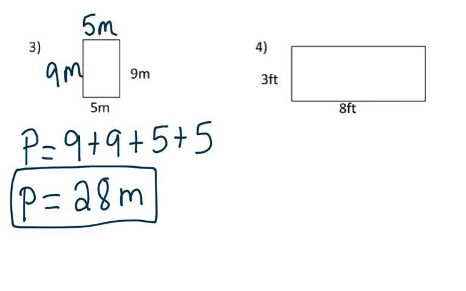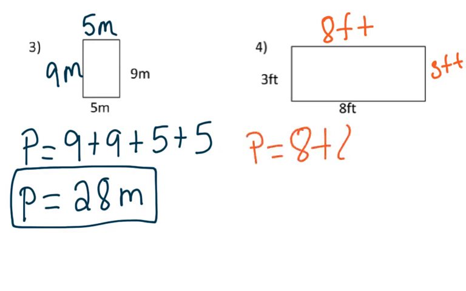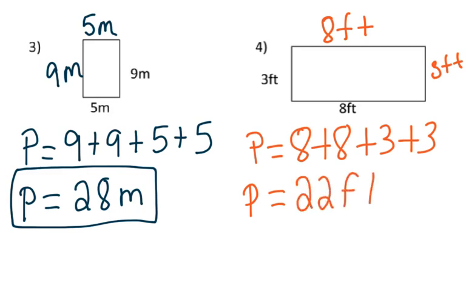Okay, for this next one, I'm going to label the sides. So we have 8 feet and 3 feet. So to find the perimeter here, we would do 8 plus 8 plus 3 plus 3. 8 plus 8 is 16, plus 3 is 19, plus 3 more is 22. And our units is feet. So our answer is 22 feet.